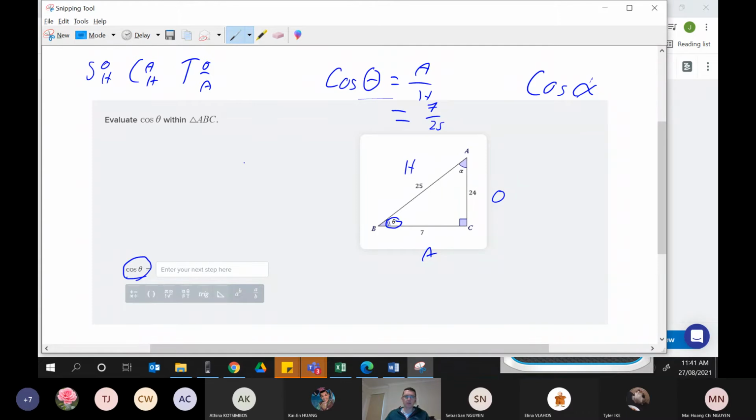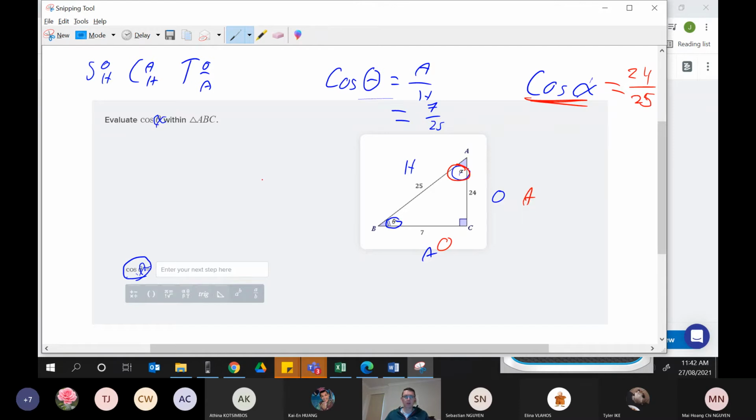Now, just imagine if this said find cos of that angle, and down here it also said alpha. What I'd need to do there is, this is now my reference angle. Oops, I want to change colors. This is now my reference angle, okay, so we're talking about this one. That's my opposite and that's my adjacent. So that is going to be adjacent over hypotenuse, which is 24 over 25.